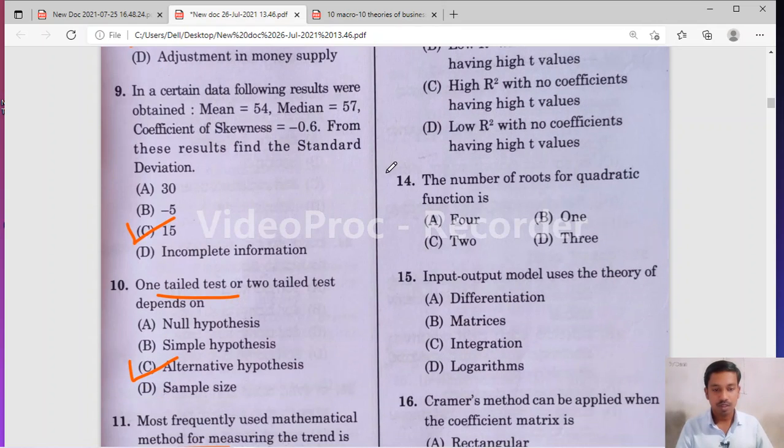Question number 14. The number of roots for quadratic function is 4, 1, 2, 3. Yes, roots in quadratic function are 2.